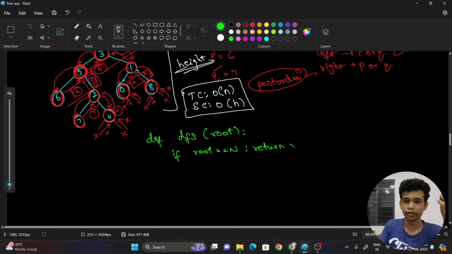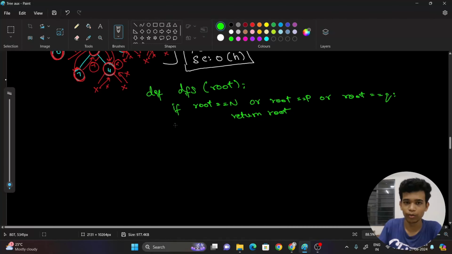And also if my root is equal to P or Q, then also I return the root, right? So instead of doing this separately, I will include that also. So if my root is equal to P, or my root is equal to Q, then what should I do? I should return my root. Can you understand this? Okay. One step is clear.